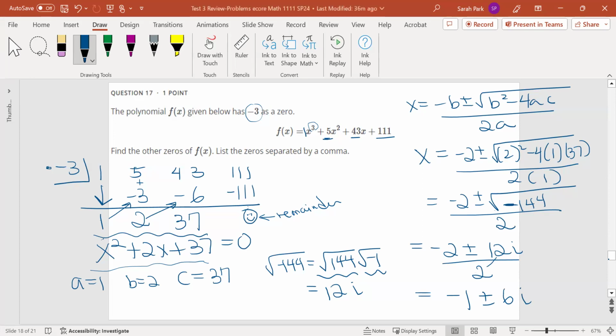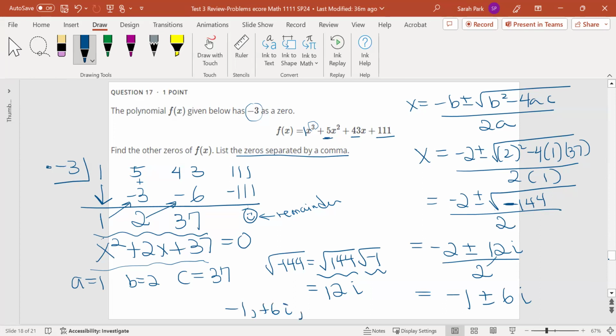Okay, so for the other solutions, it says list the zeros separated by a comma. You could list it as negative 1 plus 6i, comma, negative 1 minus 6i.